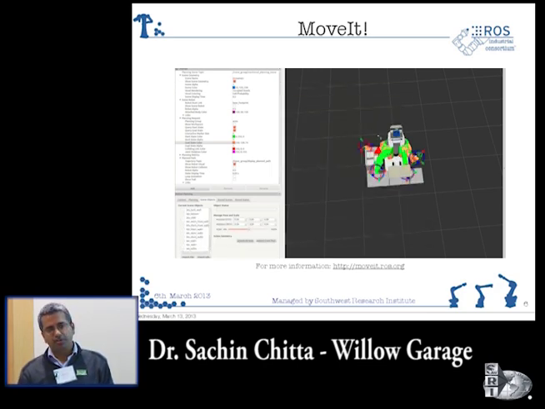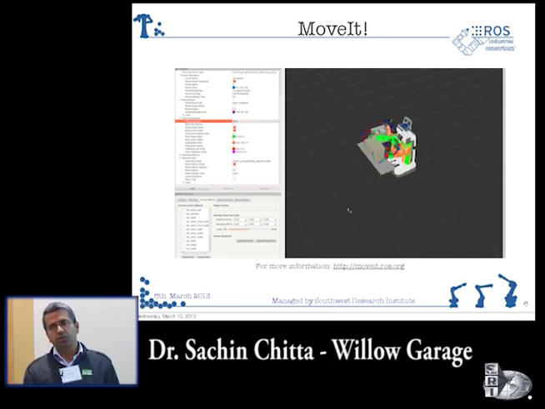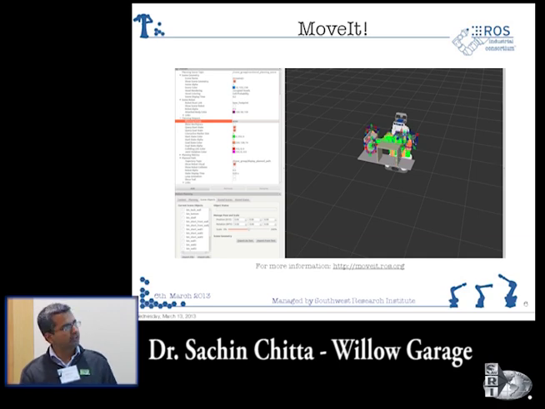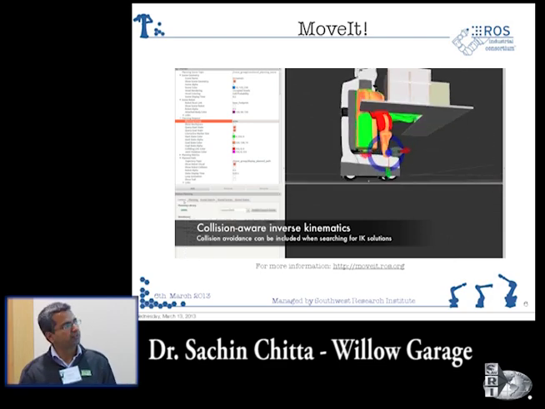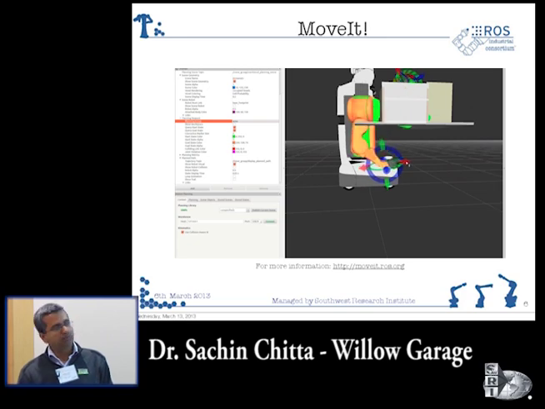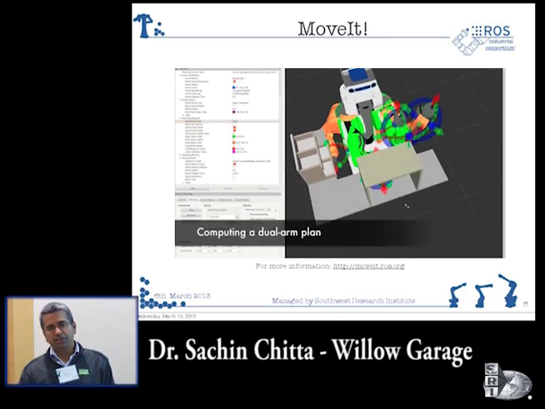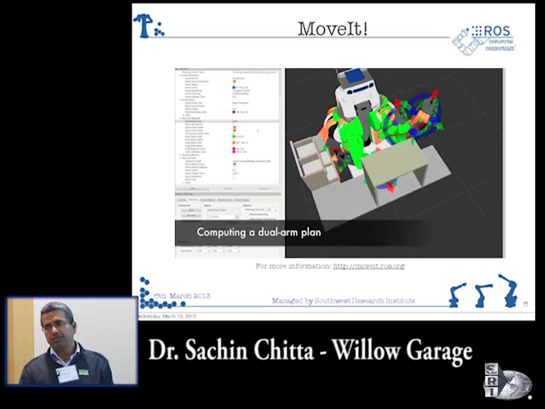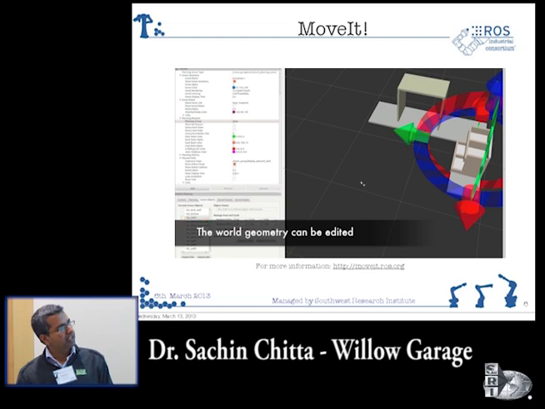You can import geometry information, so you can import scenes, objects, and CAD models directly into the environment. So if you're thinking of using this in a work cell or a workspace where you have a CAD model of the environment, you can do it that way. The inverse kinematics is collision aware. In this case, you saw that one of the links turned red. That's because for that particular solution, the robot was in collision. The world geometry can be edited.